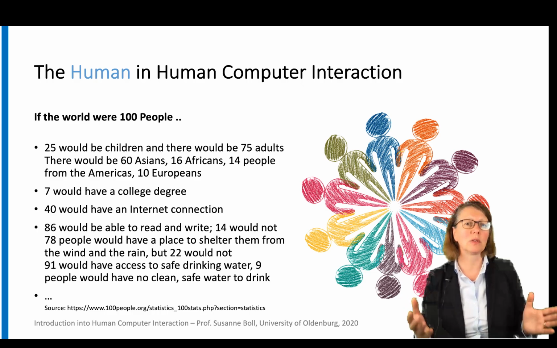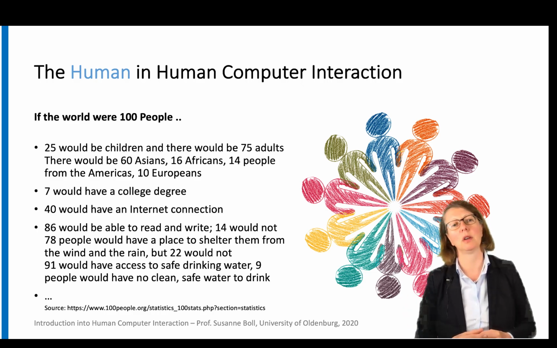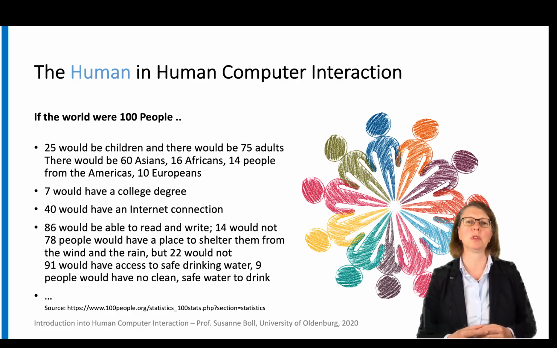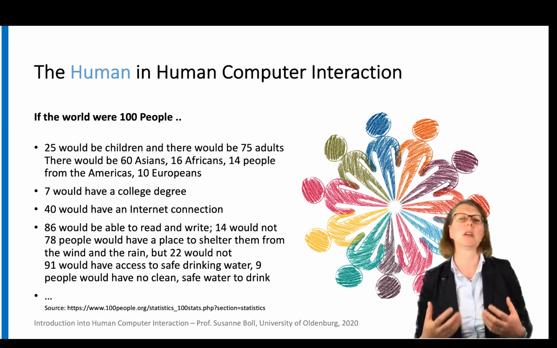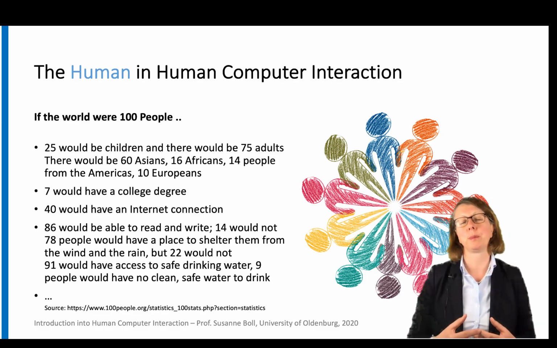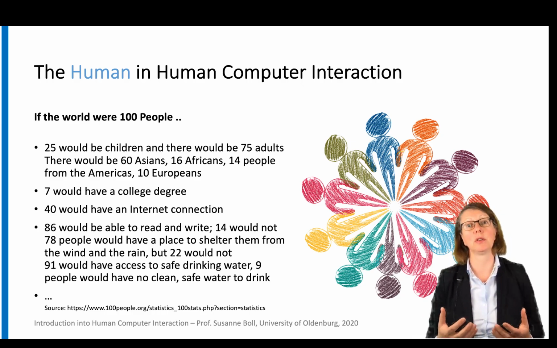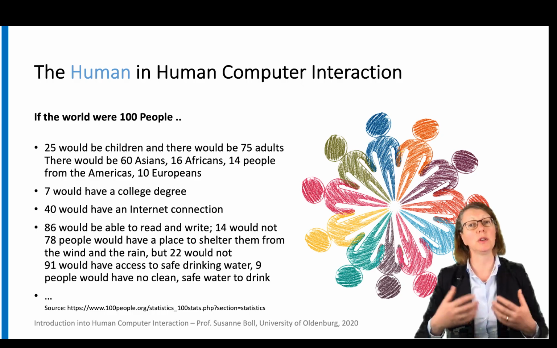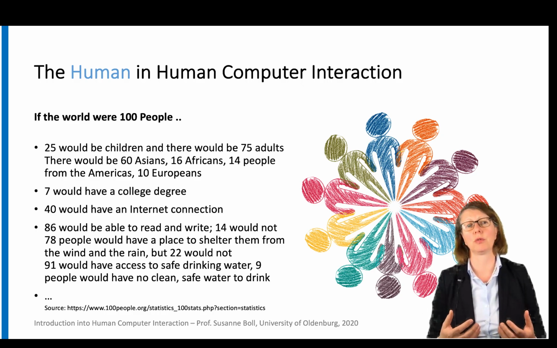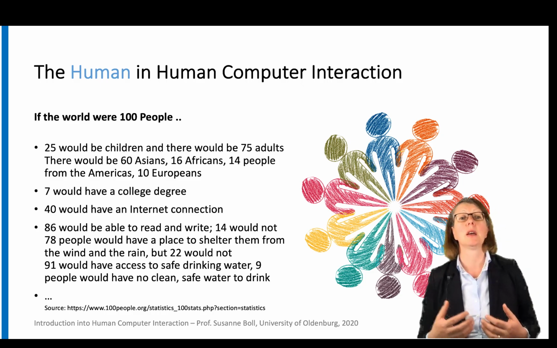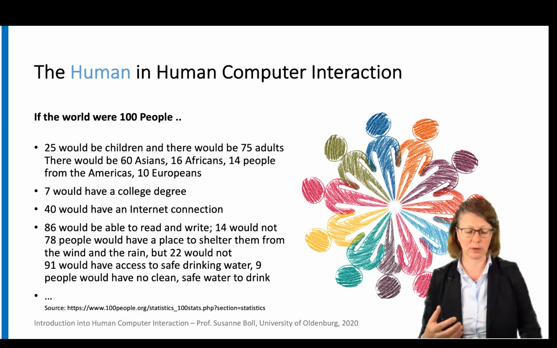Imagine only 7 out of 100 would have a college degree. 40 would have an internet connection. 86 would be able to read and write, but 14 would not. I think these figures very clearly show how different the individuals we are designing for and creating new interactive technology for are, and we definitely need to address this very early on in our design process.